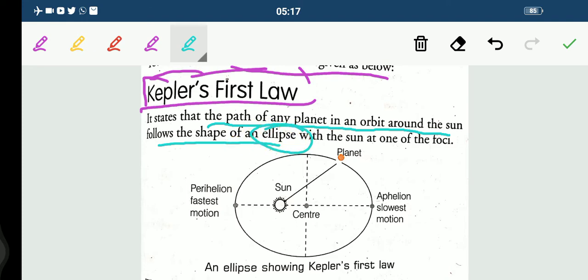Remember this thing. Fine. So you all can see here, this one is the sun, this one is the planet. So the path of any planet in an orbit around the sun always follows the shape of an ellipse. This is what the first Kepler law says.